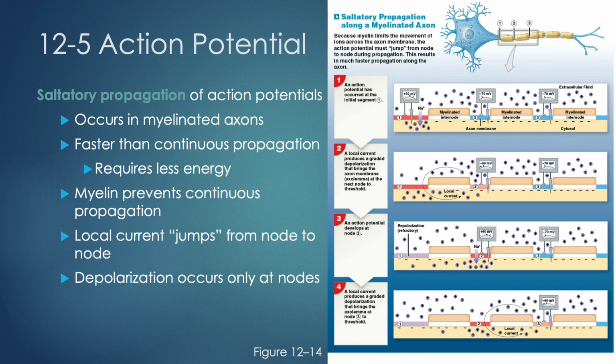So the myelin is the substance that's going to prevent it from being continuously propagated. So the local current has to jump from node to node. And this depolarization, by the way, only occurs at nodes.